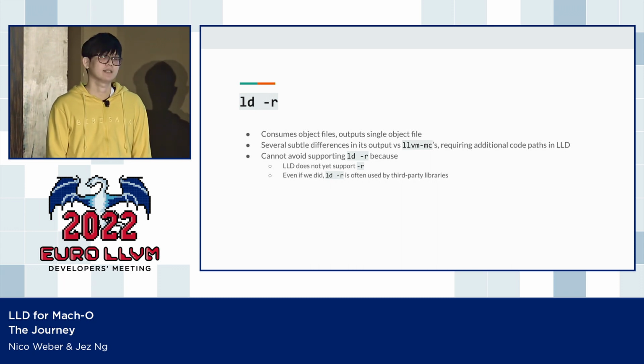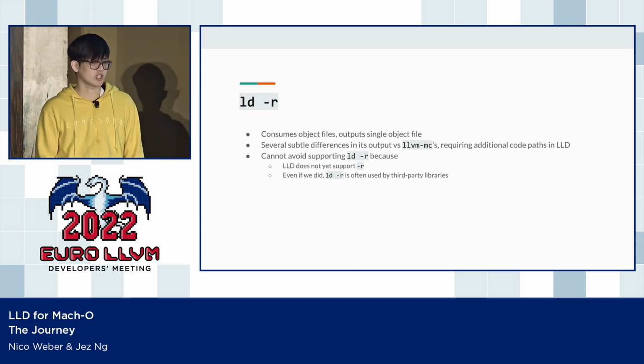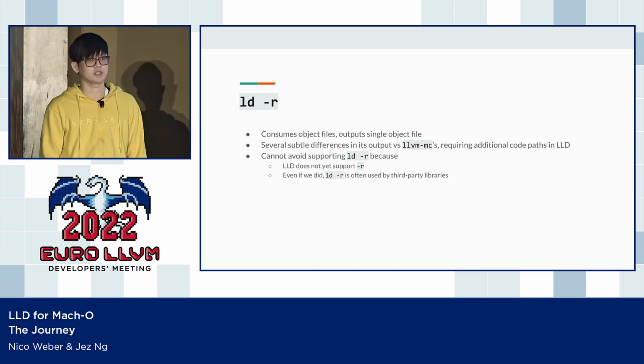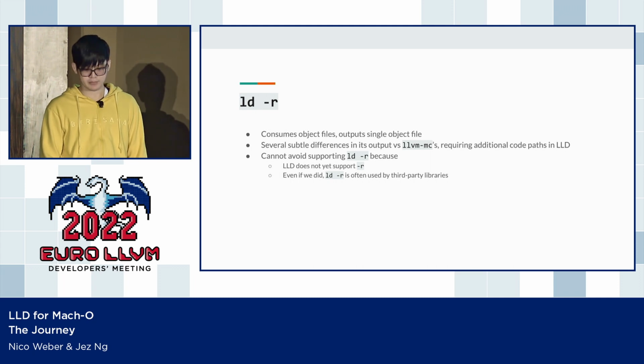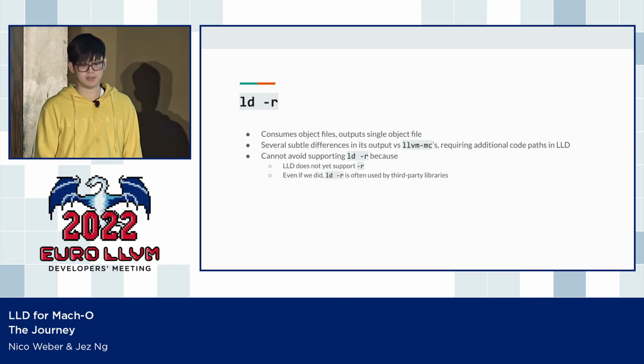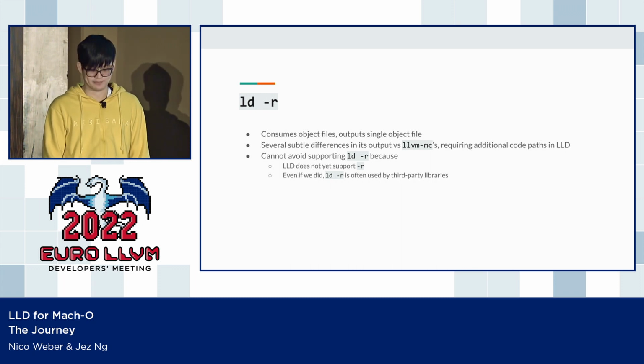The -r flag tells the linker to consume several individual object files and emit a single object file. This object file can actually be used as input into another linking step. As you might expect, this is typically used to package libraries. Unfortunately, LD64's -r output has several subtle differences compared to MC's. As a result, LLD has to use several additional code paths just to handle LD64's output. We would love to drop the support at some time, but it won't happen anytime soon.